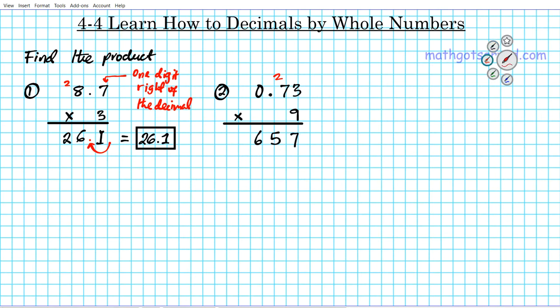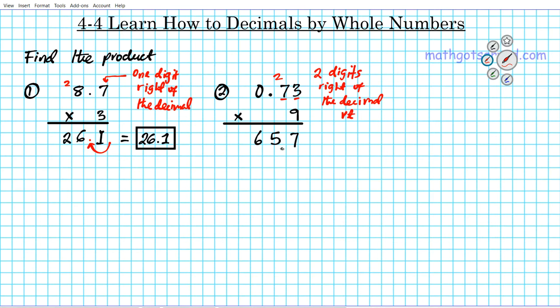So remember the rule: how many digits to the right of the decimal? Here there are 2 digits, or you have to move your decimal point 2 places to the right in order to get rid of the decimal point. So you have 2 digits to the right of the decimal point.